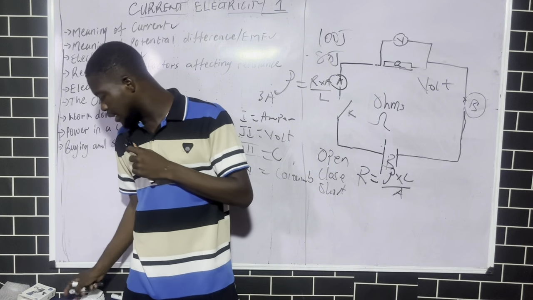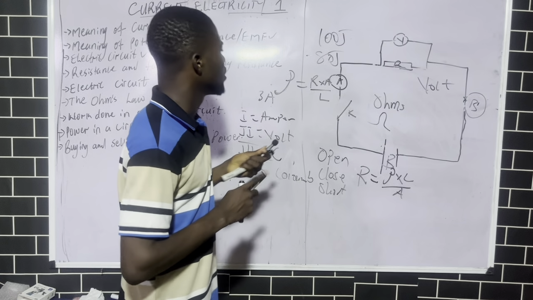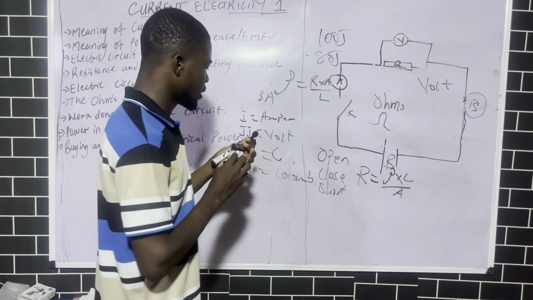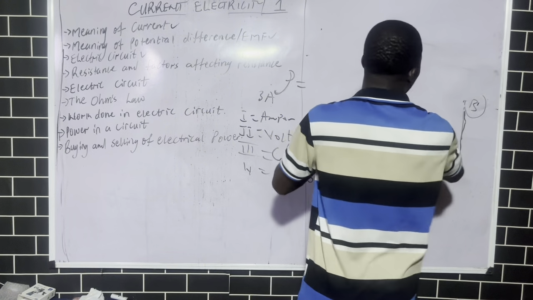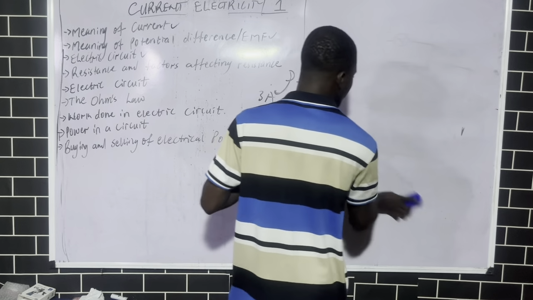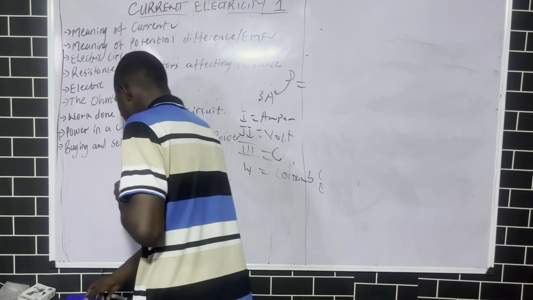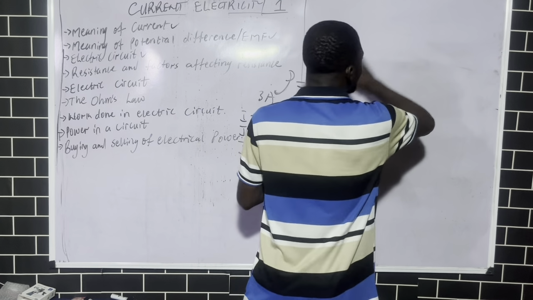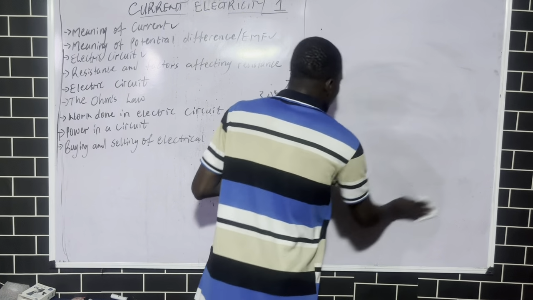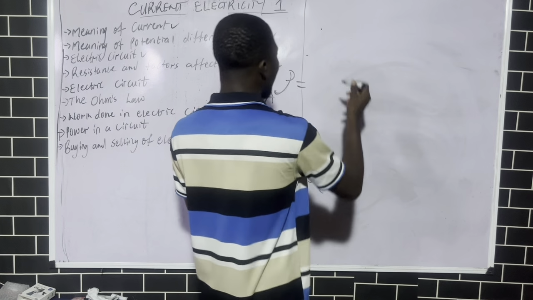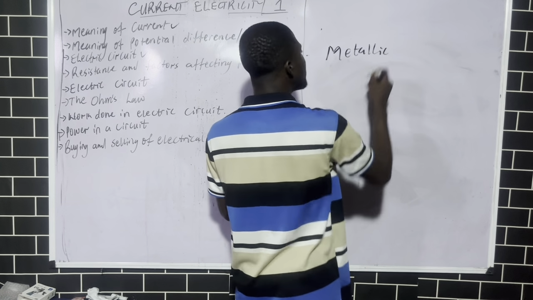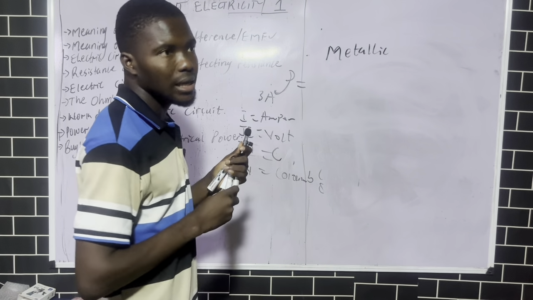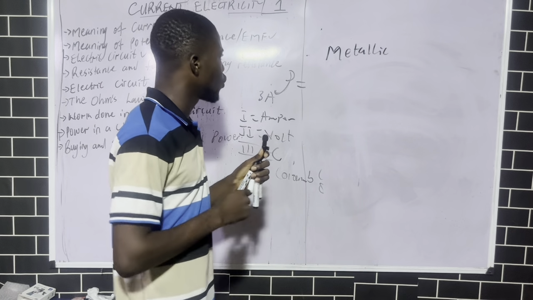Another factor affecting resistance is temperature. Please take note that for metallic conductors, and what is a conductor first? A conductor is anything that can conduct, that allows the passage of current through. That's what a conductor is.